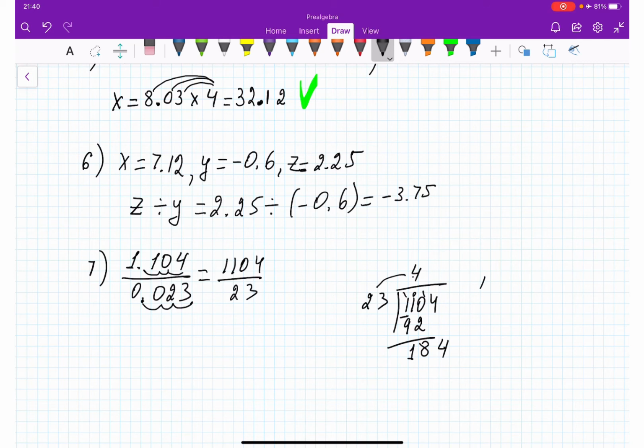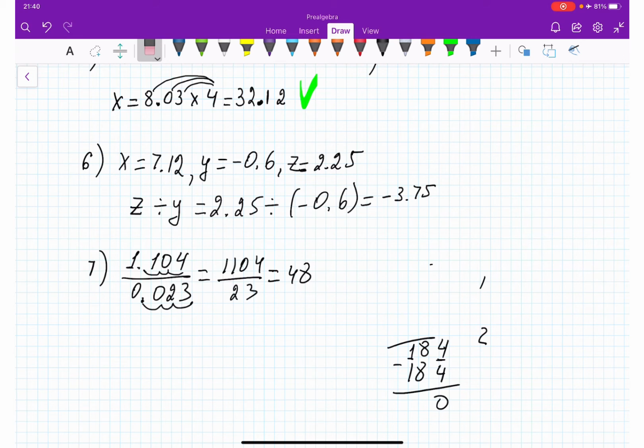What number do I have to multiply by 3 to get 4 at the end? 8. 8 times 3 is 24. Okay, let's try. 8 times 3, 24, 2 in mind. 8 times 2, 16, and 2, 18. Bingo. So we are getting 48. Okay. Let me clean this drafting.